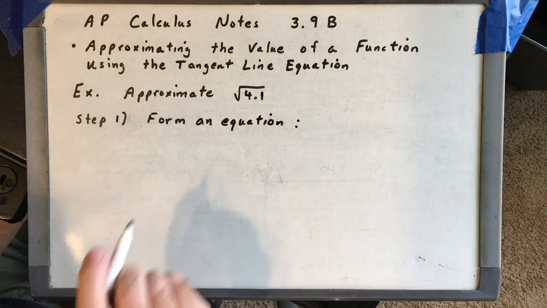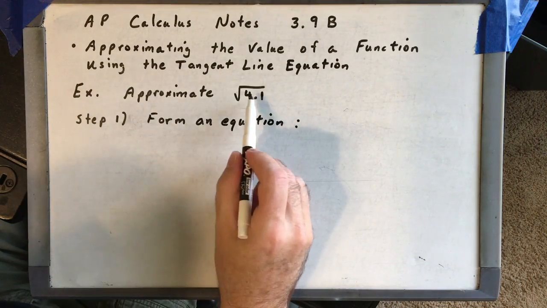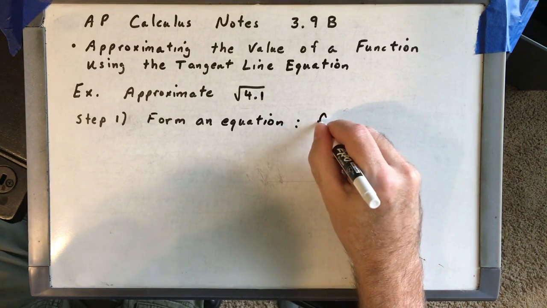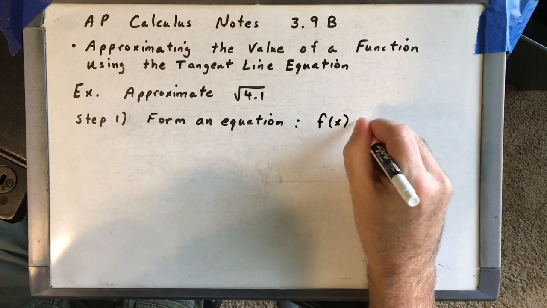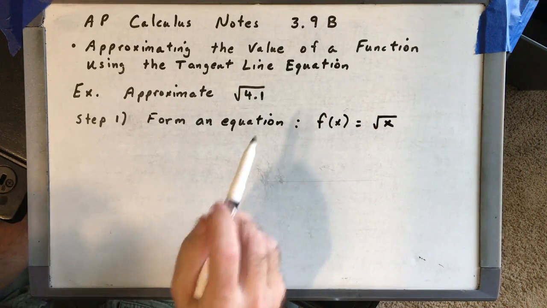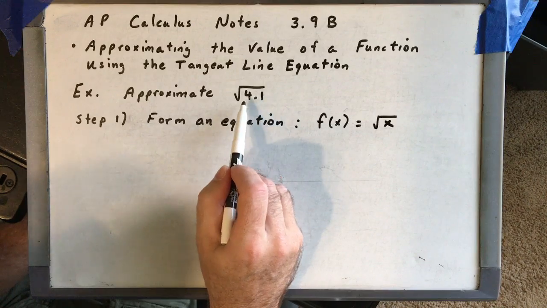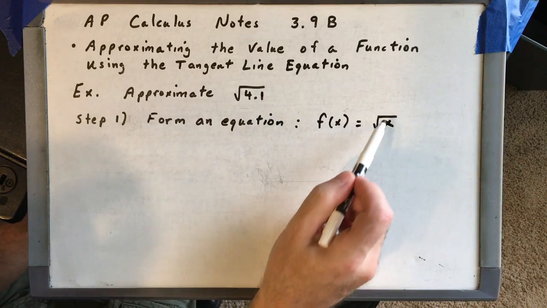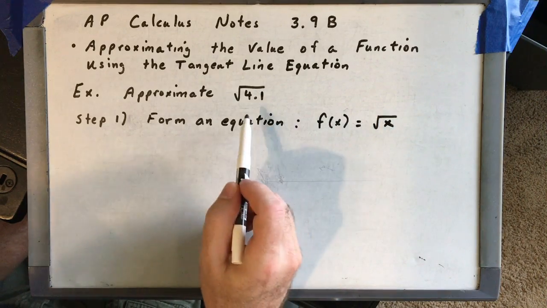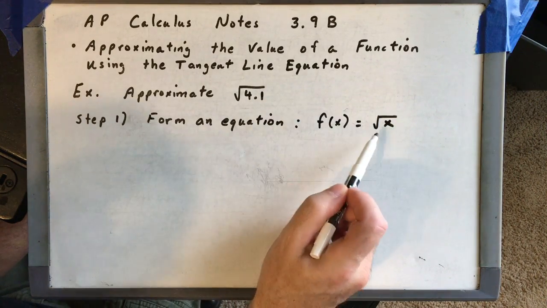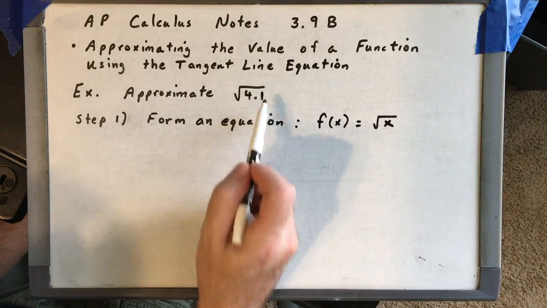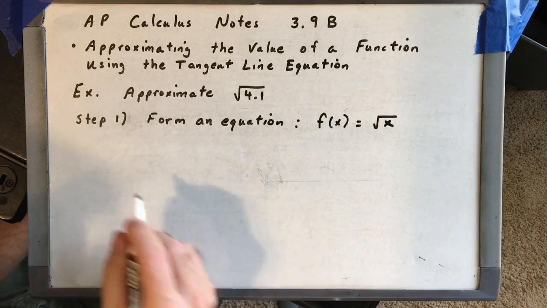Okay, so what equation makes sense for the square root of something? Well, that would be f of x is equal to the square root of x. So if I were trying to approximate the cube root of something, it would be the cube root of x, right? Or if I were trying to approximate the square of something, it would be x squared, okay? So you just form an equation that makes sense with what you're trying to approximate.